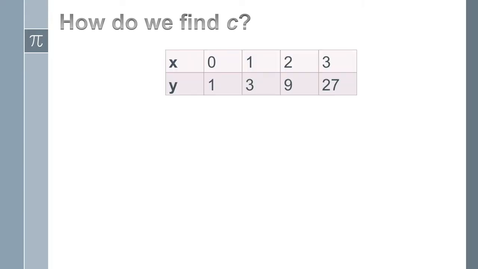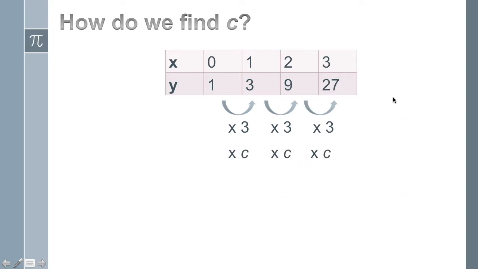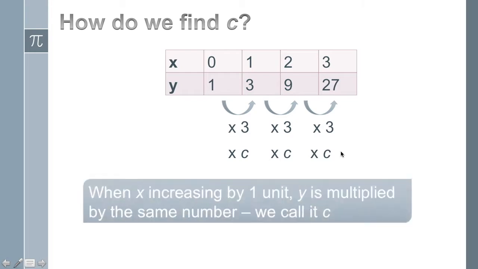Here's a table of values. So my x is going up by increments of 1, 0, 1, 2, 3, and my y is going up by increments of something different. So if we look at our y coordinates, it's going from 1 to 3 to 9 to 27. You should note that it's basically going times 3, times 3, times 3. Also known as times c, times c, times c.